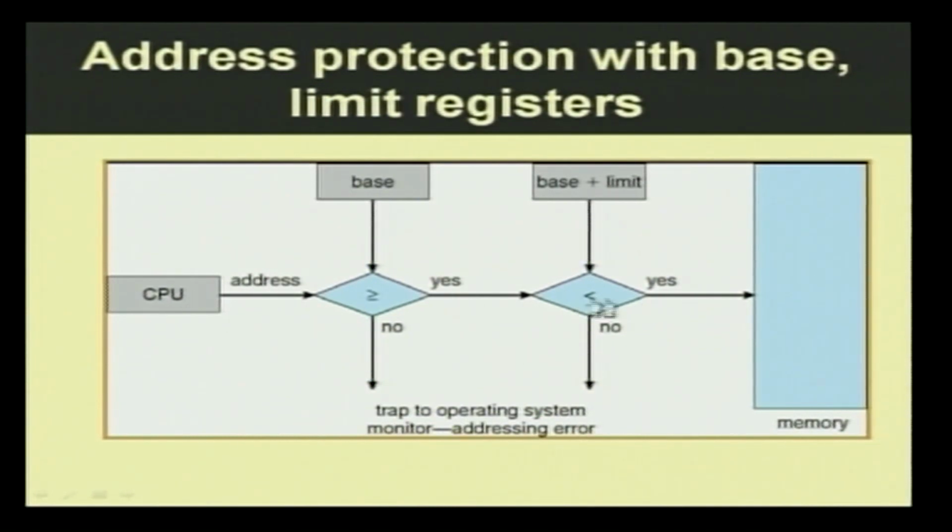The valid request goes on to check with the limit register. The request is again checked with the limit register. Now the address has to be less than the limit register, only then it can be valid. If it is still valid, the real request is given to the memory. If it is not valid, a memory trap is generated and the process comes to a standstill.